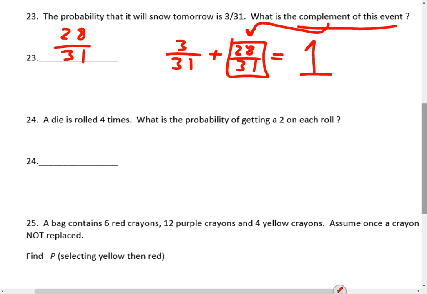The die is rolled 4 times. How many variations on a die? So if you're doing this once, it'd be 1 out of 6.